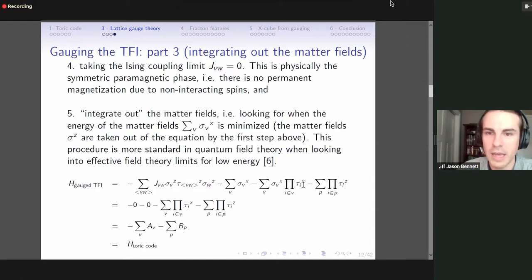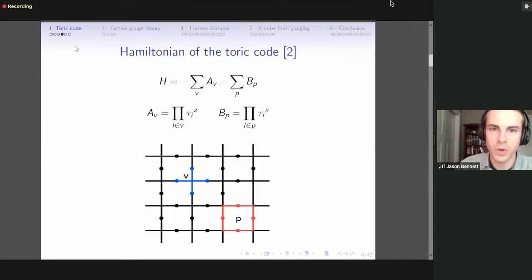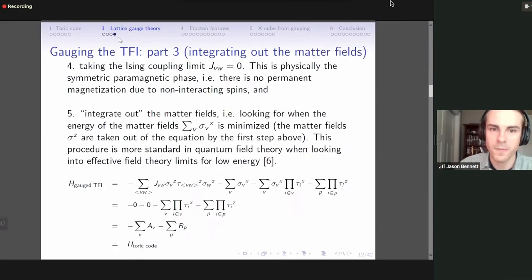And moreover, one more limit that we take in this gauging procedure is to take the symmetric paramagnetic phase. So you're letting the Ising coupling go to 0 so that there's no permanent magnetization. And so we have 0, 0. This effectively goes to 1, and we have this term here, which, if we look back at what the AV term was, again noting that I switched the conventions here, this was exactly what we had here. So we had the product of the 4 of them around a particular vertex, and the BP term was around a particular plaquette.